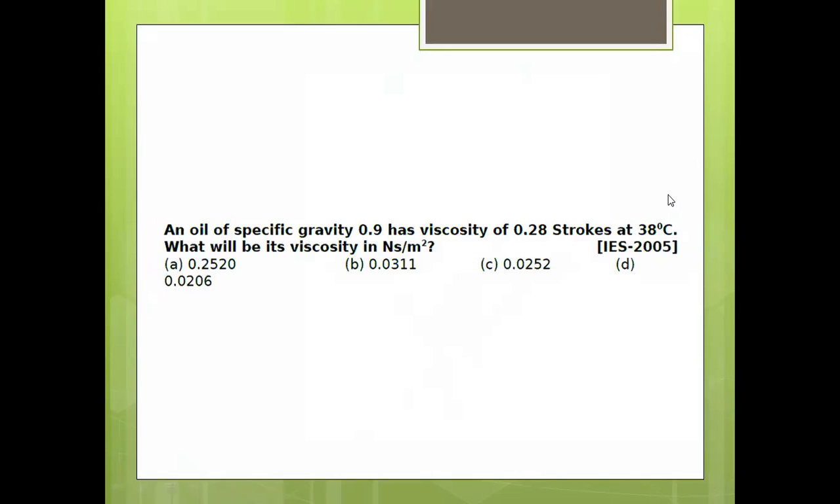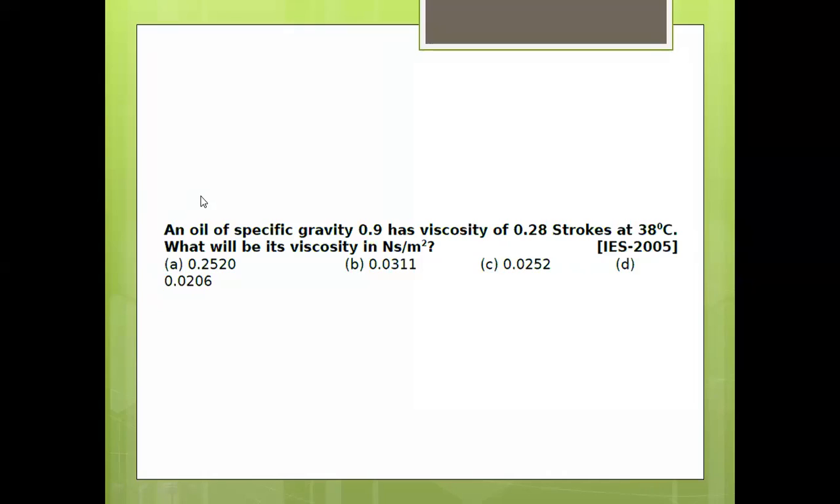Anyone having any doubt? This question I had put before the kinematic viscosity, but unless and until we know the concept of kinematic viscosity, we cannot solve this problem. So because of that, we skipped this problem at that time.